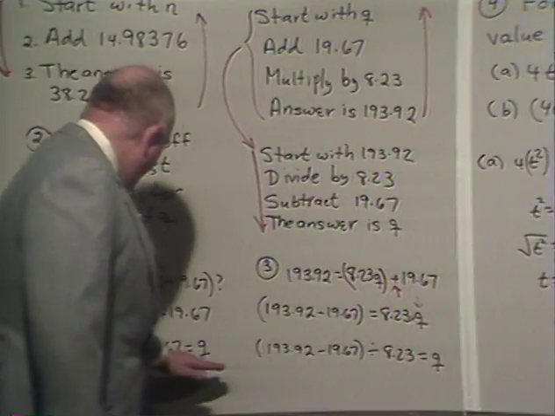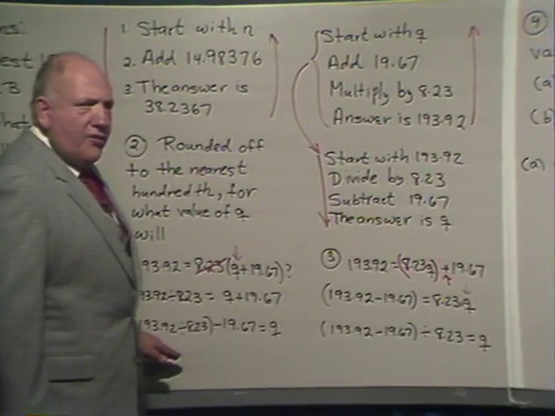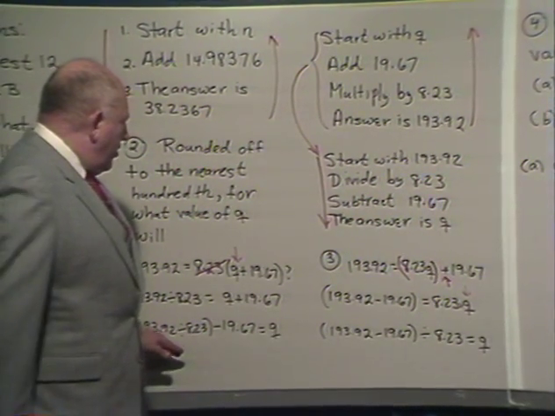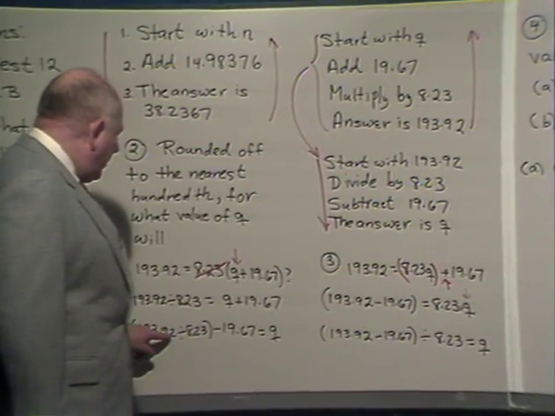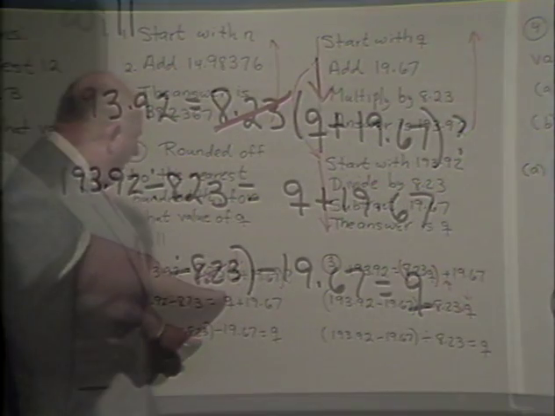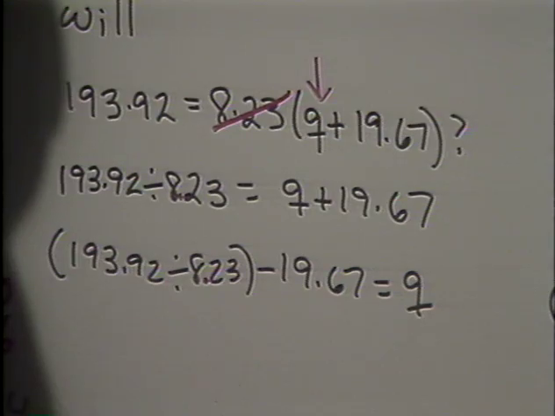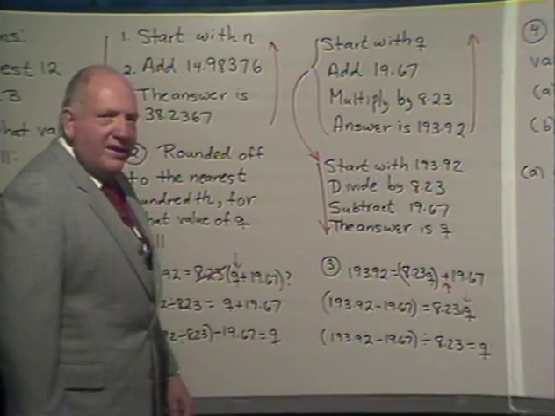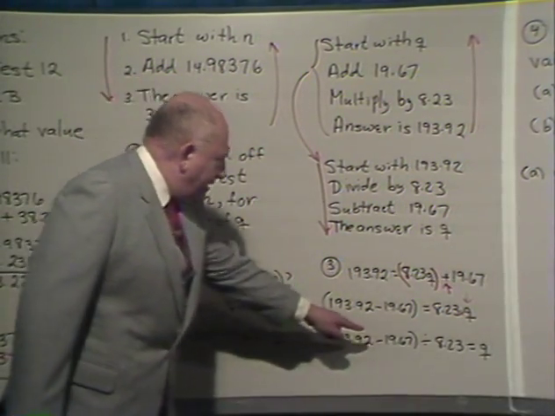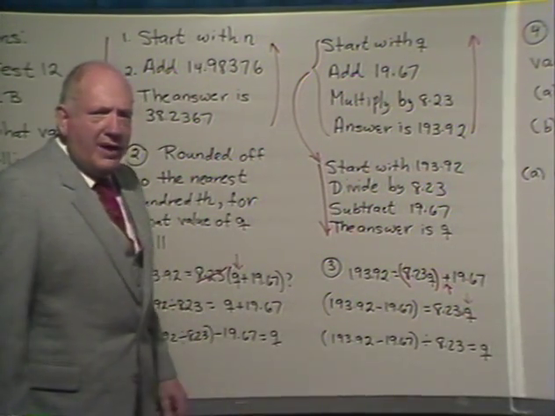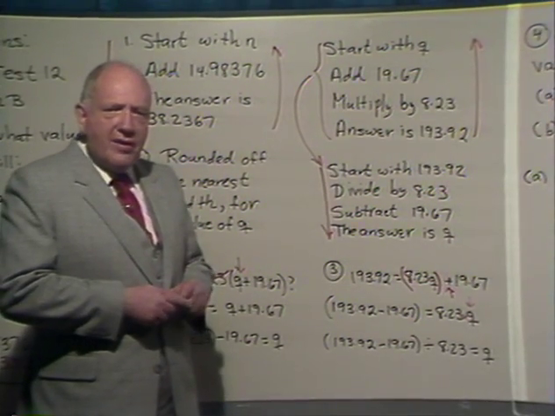I think we can get both of these in together. What I'd like you to see is what a difference the parentheses made. You see, in the first grouping, to find Q, you started with 193.92. But the first step was you divided by the 8.23. Then you subtracted the 19.67. Do you notice what happened in problem 3? You just reversed the two steps. In other words, you first subtracted the 19.67, then you divided by the 8.23. And the fact that these two answers are different shows you that the grouping makes a difference.